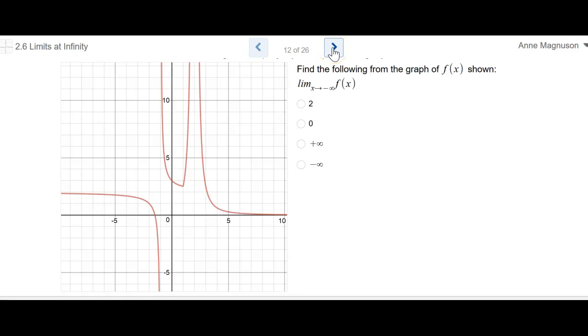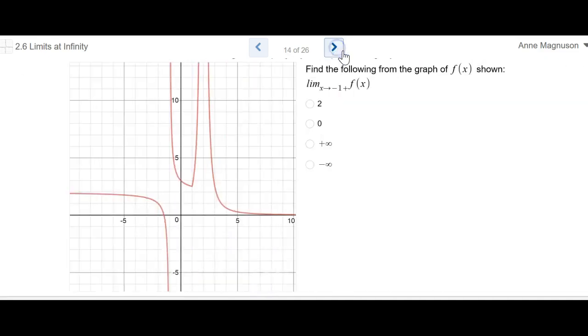You'll also see problems like this where you're supposed to find certain limits from the graph. So the limit as x approaches negative infinity, you can see it's approaching that horizontal line y equals 2. The limit as x approaches positive infinity, you can see approaches the x-axis, so that's the line y equals 0.